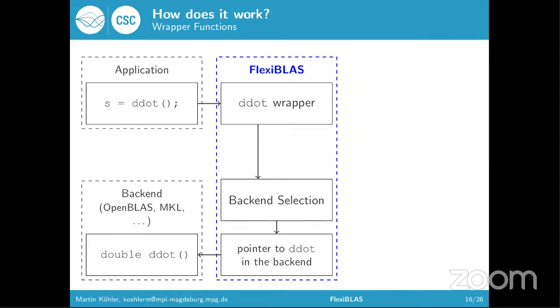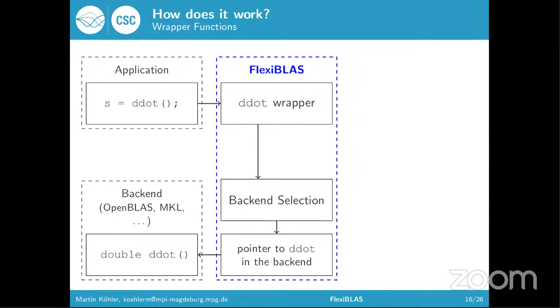Then, as I said, we need all routines at compile or link time beforehand. So we have to create wrapper functions. The wrappers work in this way. We start with the application. It calls, for example, the dot product routine. We have a wrapper inside. This one takes a look at the backend selection. Backend here means the BLAS library you really want to execute. Then from there, it gets a function pointer and directly passes everything to the backend. That could be MKL, OpenBLAS, the NETLIB reference implementation, BLIS, whatever.